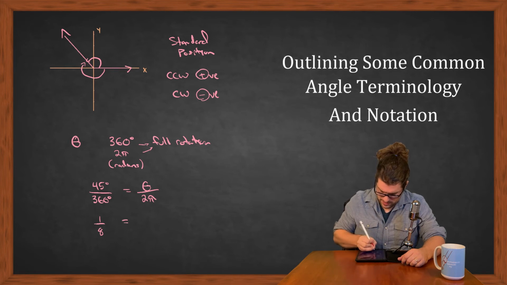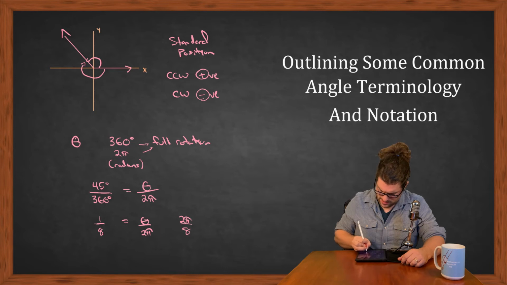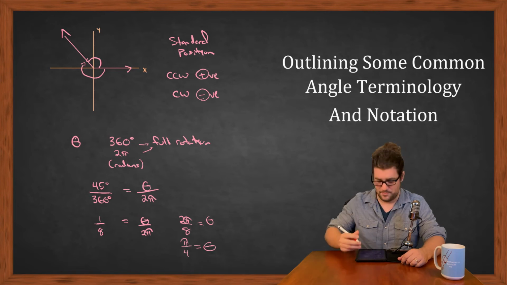Now, we could say that that's equal to theta over 2 pi still. Multiply my 2 pi up onto the other side, and then we could reduce it from there. But I'll take the one more step in order to do that. So we'll divide by 2 top and bottom and get pi over 4 is equal to that angle.